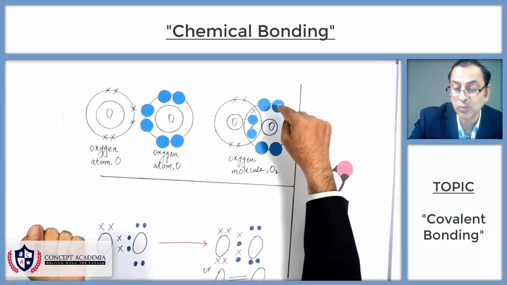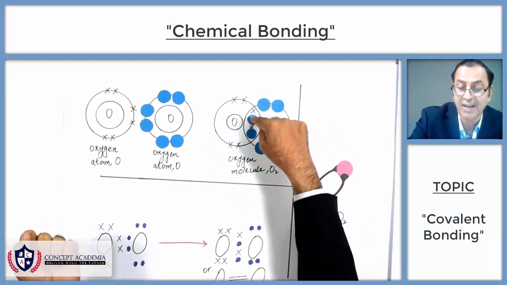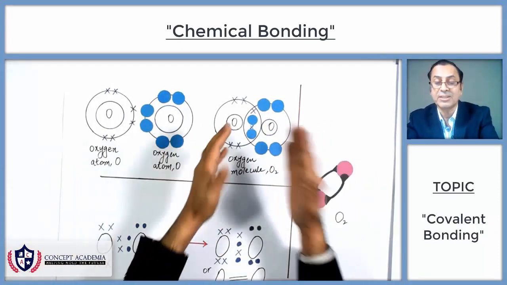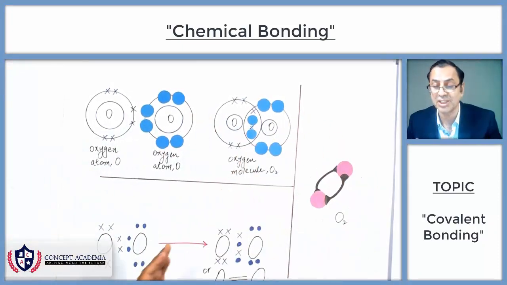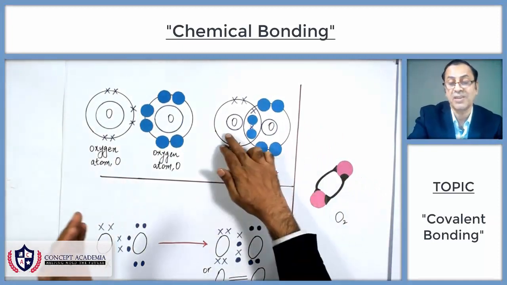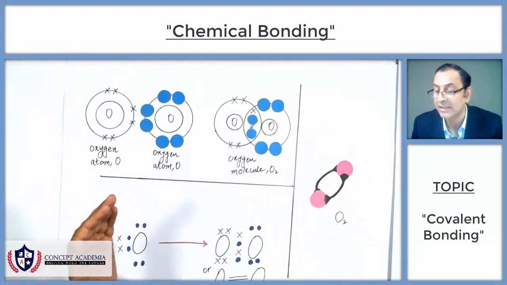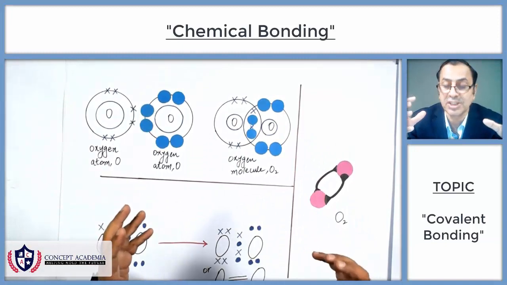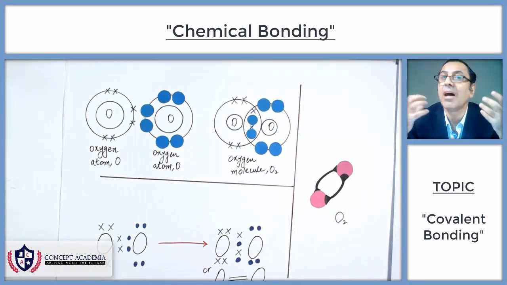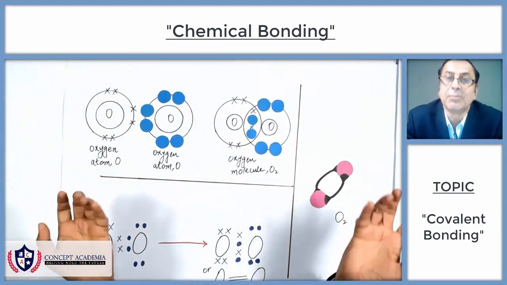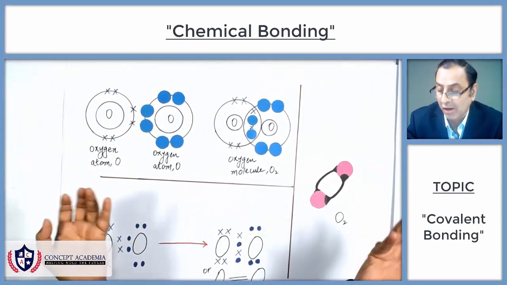And for this oxygen: 1, 2, 3, 4, 5, 6, 7, 8. So this oxygen has 8 electrons, and this oxygen also has 8 electrons. Both of the oxygens have the last shell electronic configuration of noble gases, and they have got an octet.